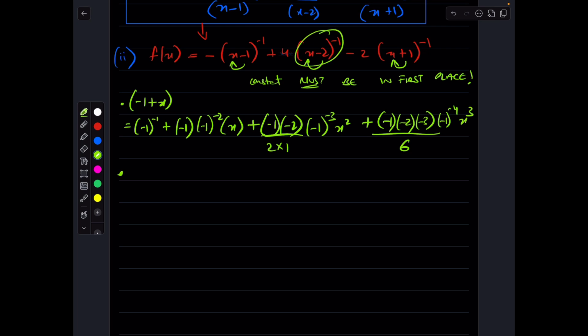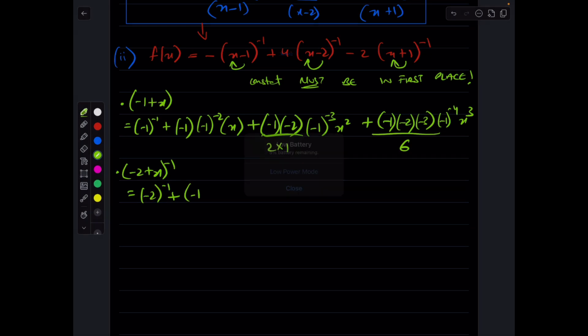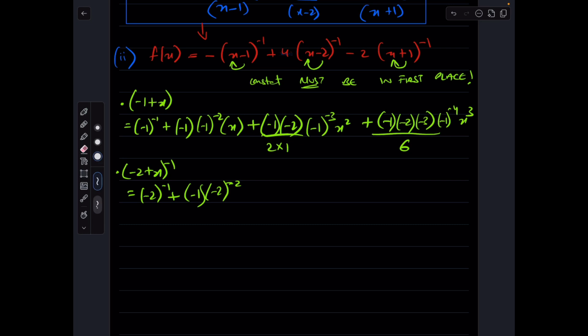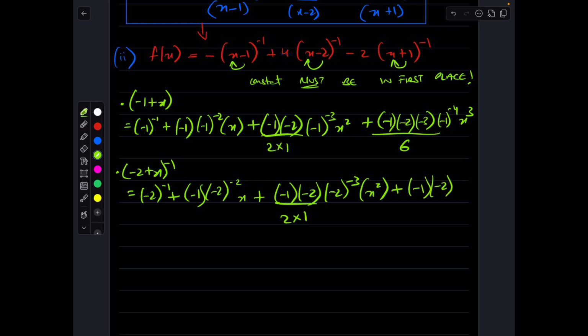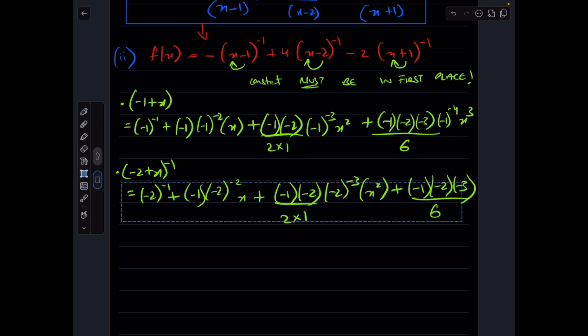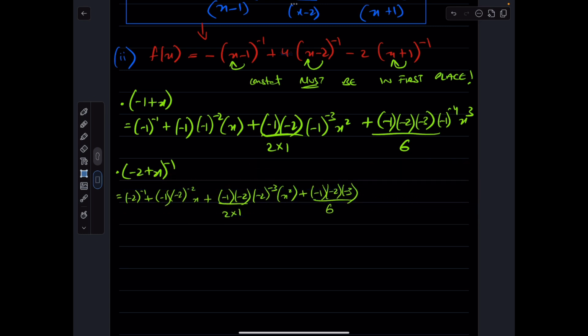Then I have to expand this thing. First of all, write this as minus 2 plus x minus 1. This would turn out to be minus 2 minus 1. Then I have this. nC2 is this. This is nC3. Let's shorten this up a bit. And then once I have nC3, it's simple: minus 2 minus 4 and x cubed.